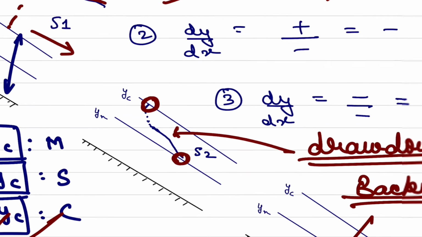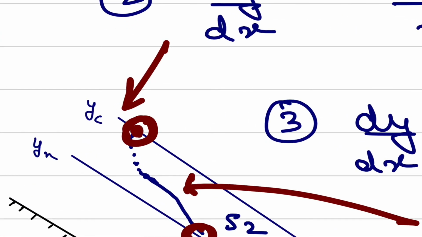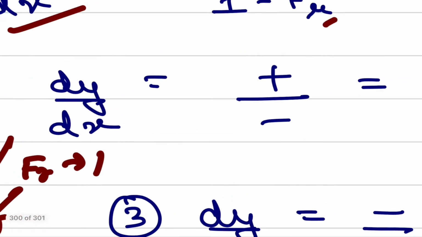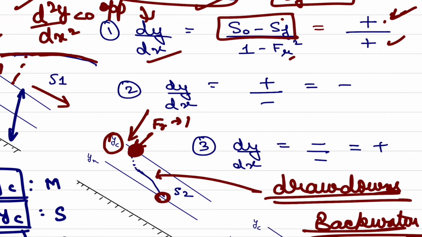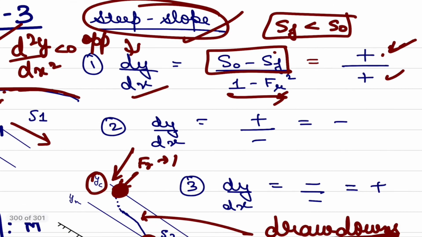For example, if we take the case of profile S2, at the starting point that I am highlighting right now, our Froude number would tend to 1, because this is by definition the critical flow, since the depth of flow is yc. If Froude number is equal to 1, our denominator tends to 0. If our denominator tends to 0, that would mean that at that local point, dy by dx is going to be infinity.